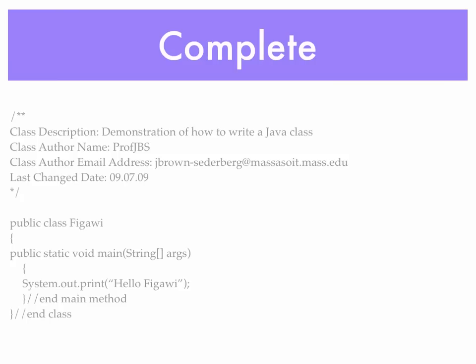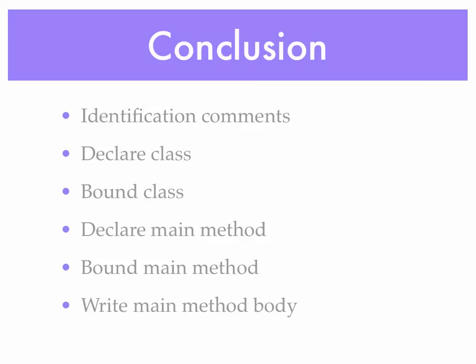Here is our completed class. As we write classes, we remember to include identification comments, the declaration of the class, the bounding of the class, the declaration of the main method, the bounding of the main method, and the writing of the main method body.